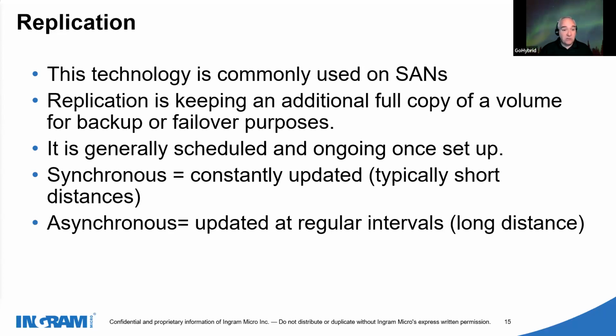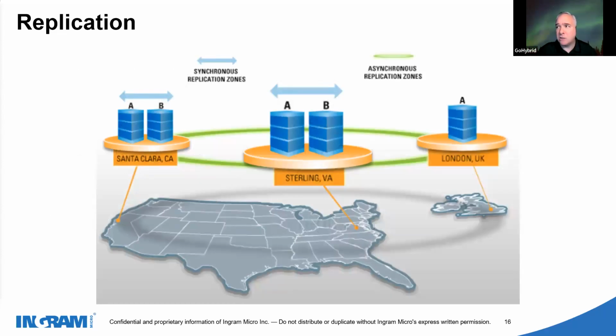And the reason we choose to do asynchronous over long distances is just because you can't have that constant data stream that you do with synchronous replication because it takes so long to propagate that data over such a long distance. So here's a diagram that kind of goes along with replication. In this case, I have 3 locations. I have one in California, one in Virginia, and one in London.